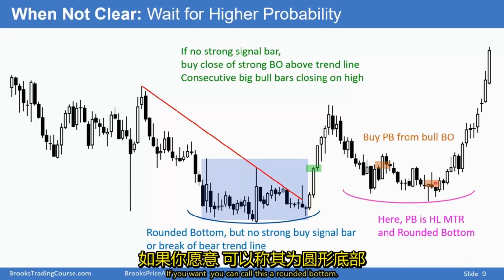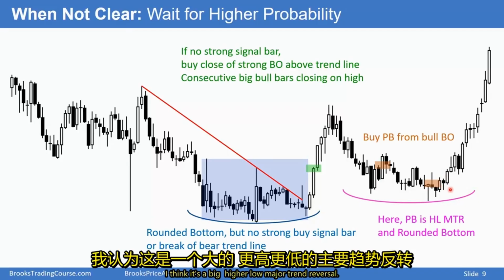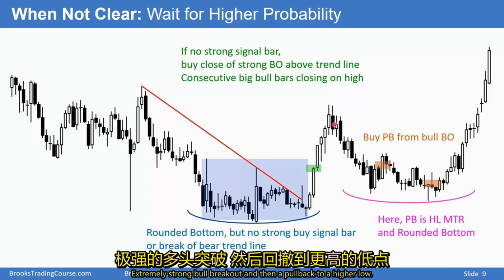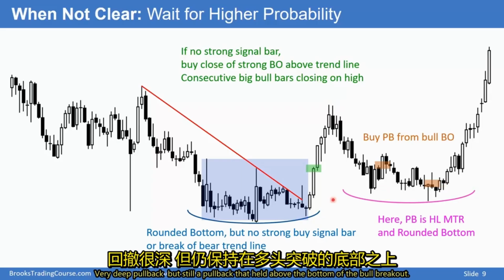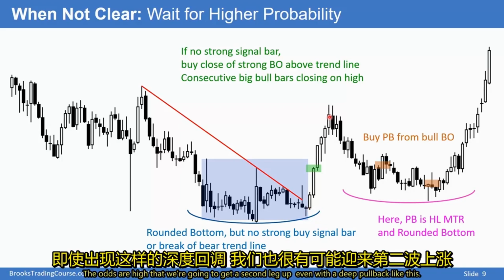If you want, you can call this a rounded bottom. We have a bear trend and a rounded bottom. I think it's a big, higher low major trend reversal. Bear trend, a sloppy, weak bear trend, but bear trend. Extremely strong bull breakout, and then a pullback to a higher low. Very deep pullback, but still a pullback that held above the bottom of the bull breakout. This is an exceptionally strong bull breakout. The odds are high that we're going to get a second leg up, even with a deep pullback like this.